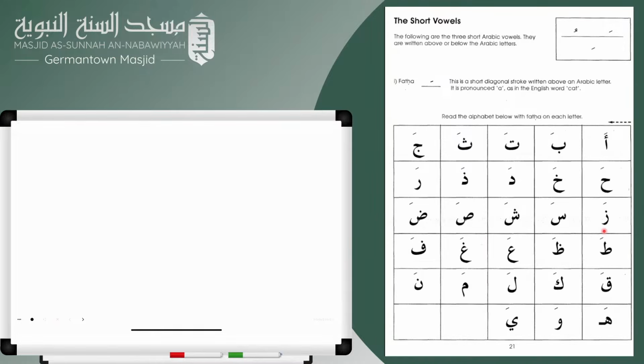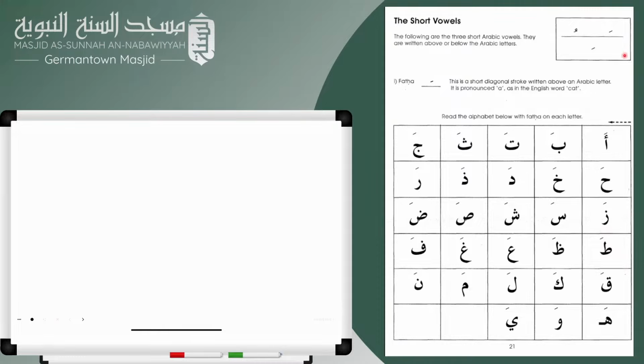There is a principle. This principle is adding what we call short vowels to the letters. So we're done with the letters. We know their names, we know their shapes. What we're now doing is adding short vowels to them so that we begin to make meaningful sounds.